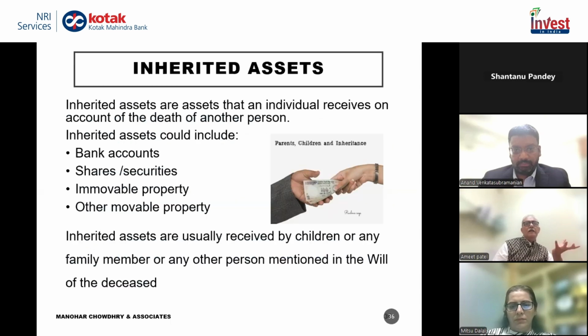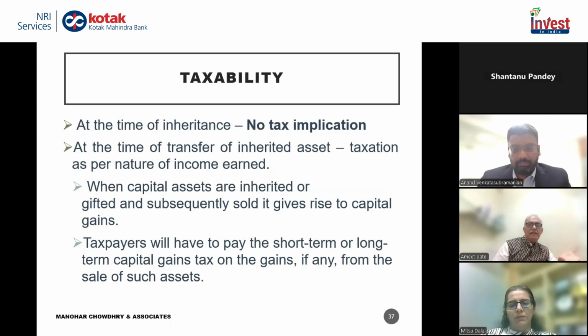When you receive an asset on inheritance, at the time of inheritance, there is no tax implication for anybody, because that is not even treated as a transfer. The transfer on the demise of someone, as per the will of that person, when the asset shifts to the legal heir, that particular movement of asset is not treated as a transfer for capital gains purposes. So at the point of inheritance, there is no tax implication for anybody.